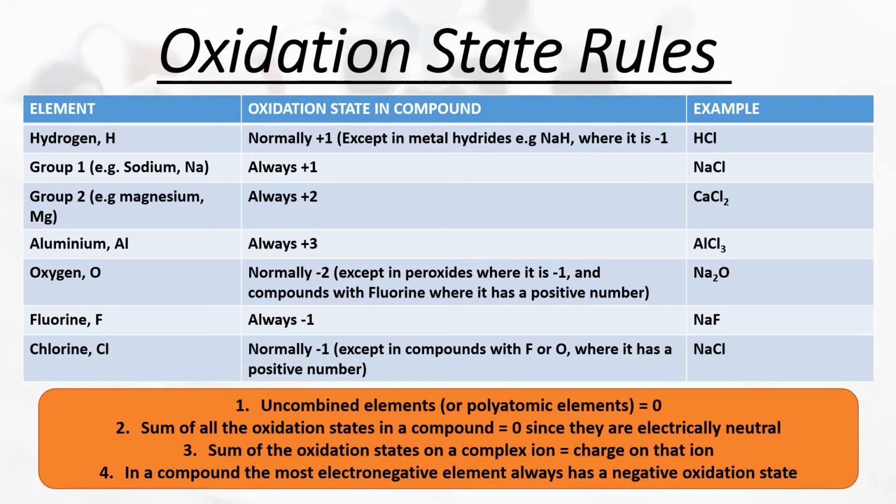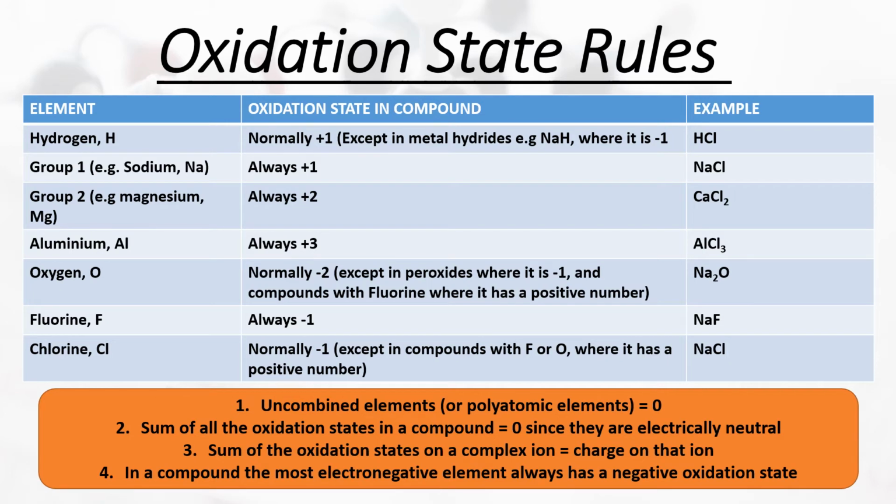Group 2 will always be +2, so magnesium, calcium, always be +2 because these form 2+ ions. So calcium chloride, the calcium will be a 2+ ion, and therefore it's an oxidation state of +2. And therefore our chlorines, because we have a neutral molecule overall, we have to have a neutral oxidation state overall. Our chlorines will be -1 oxidation state, because they're a 1- ion.